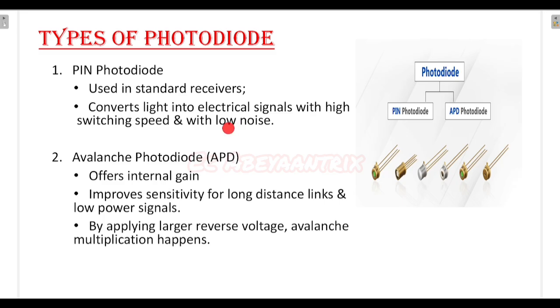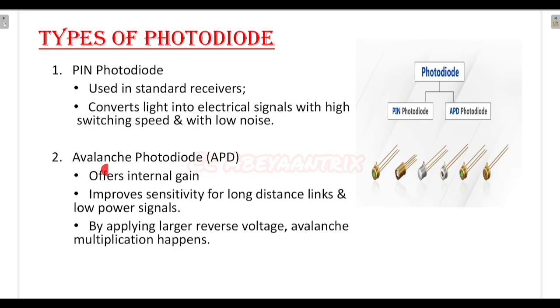Okay, so the PIN photodiode is mainly used for the purpose of reducing the noise, right? And coming to the second type of photodiode, that is avalanche photodiode, APD, right? So it offers internal gain. The internal gain can be increased using this APD, and for long distance links and low power signals, it improves the sensitivity. If the signal power is too low but I have to transmit to a larger distance, we can definitely use avalanche photodiode, using the same light concept only.